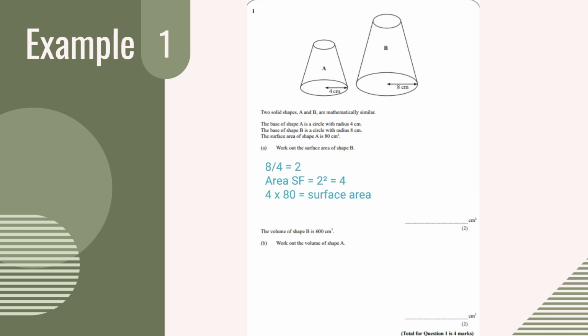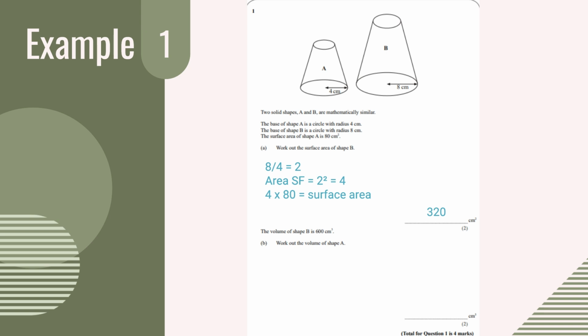Now, if you want to work out the surface area of shape B, we need to work out the scale factor. So we do 8 divided by 4 to get our linear scale factor of 2. We square it to get our area scale factor, which is 4, and then we do 80 times 4 to get our surface area, because this is the enlargement. So the surface area for shape B is 320 cm squared.